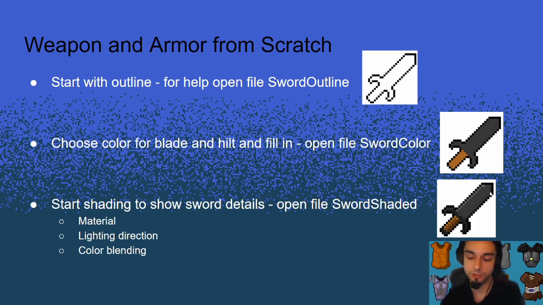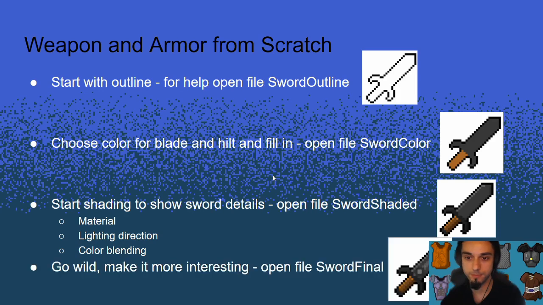Because we chose the blade to be metal, we would like to have some shine to it, as you can see here. The hilt needs to look a bit more rounded. And of course, to blend the colors, we can put some darker areas, some brighter areas, and so on. Finally, you can just choose the final one and go wild. Make it a flame sword, make it a water sword, make it whatever you want.